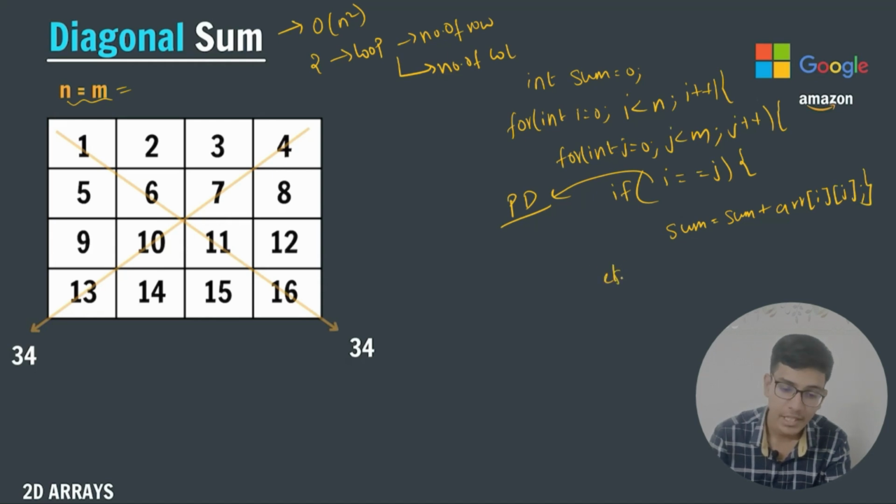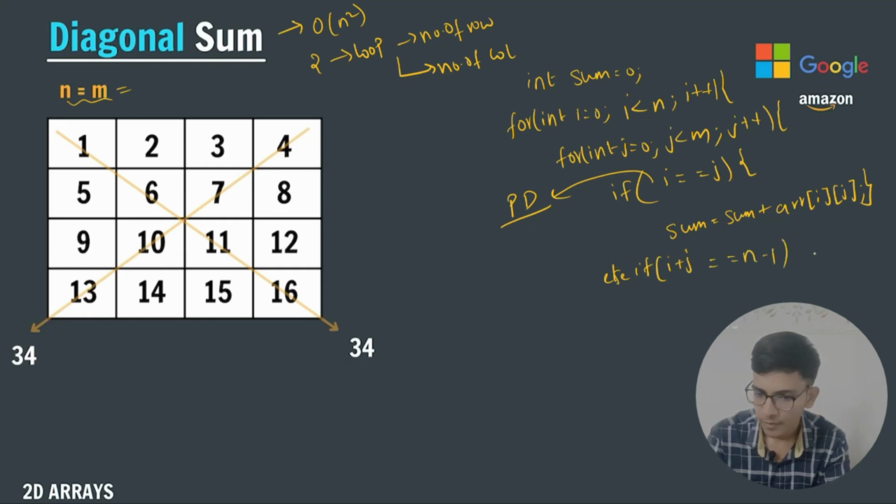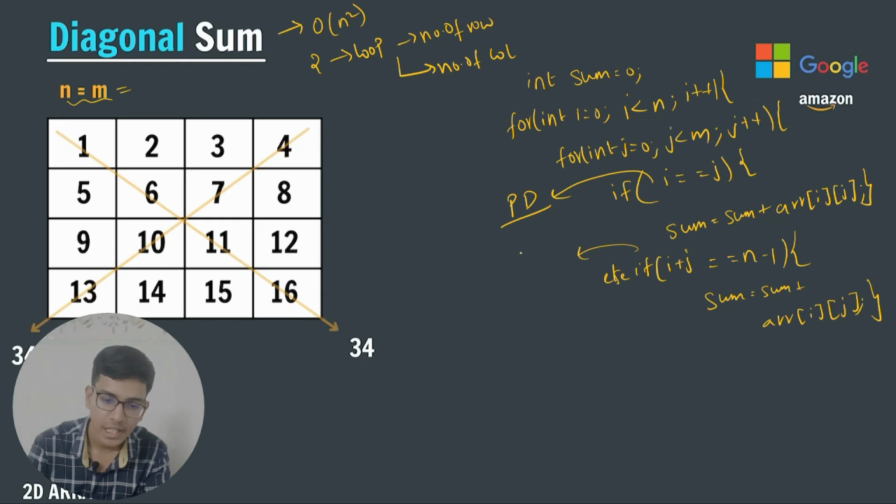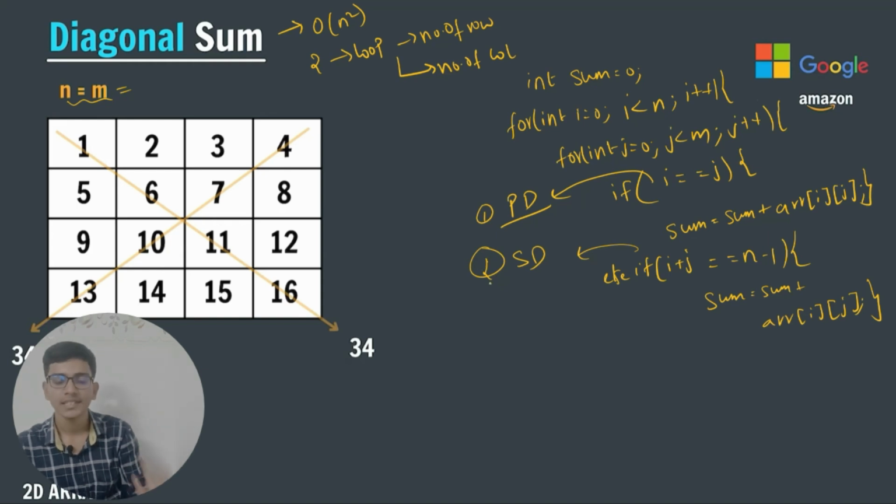After that, the second condition is else if my i plus j is equal to n minus 1. If this is the case, then my sum will become sum equals sum plus ARR of i j, right? This is the condition for the secondary diagonal. So this is the condition. The first condition is for primary and the second condition is for the secondary diagonal.